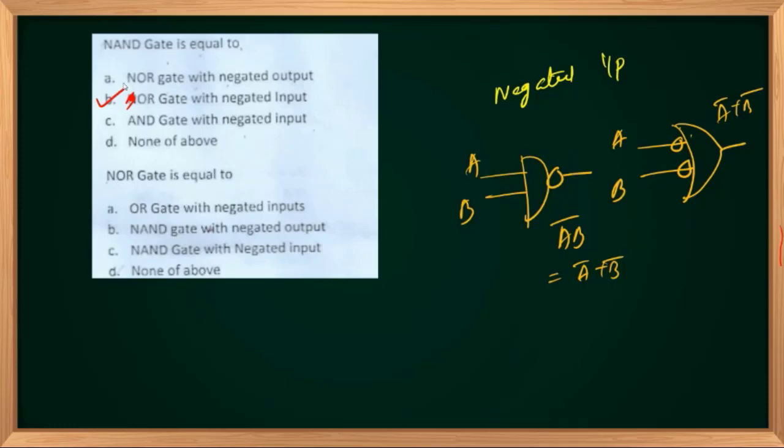Then the second part, NOR gate is equivalent to which one? Right. Very good. Chetan is saying the right answer. NOR is bubbled AND. So you can make it as option C, AND gate with a negated input. Bubbled AND is NOR. Correct.